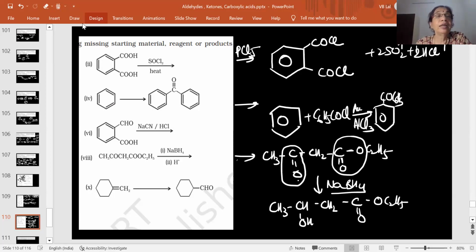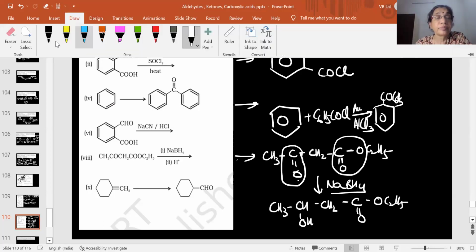The last one I can write here itself. This one, I have to get a CHO here. How will I get a CHO? Alkene is there. So alkene, how can I convert the alkene?